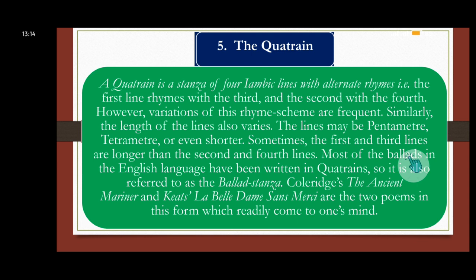So variations are there. Sometimes the first and the third lines are longer than the second and the fourth line. When they are longer, then we will have more feet, or the feet of the first line would be different than the meter or the feet of the second and third line. So for example, in the first line, we are using a meter that is pentameter. Then in the second line, we may have the same pentameter. But in the third, we may have hexameter, or we may have a shorter one, like a tetrameter, or dimeter, or monometer.